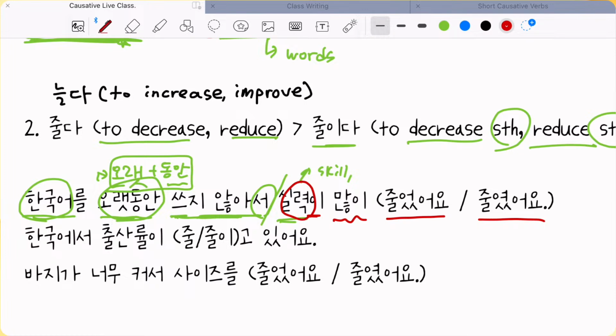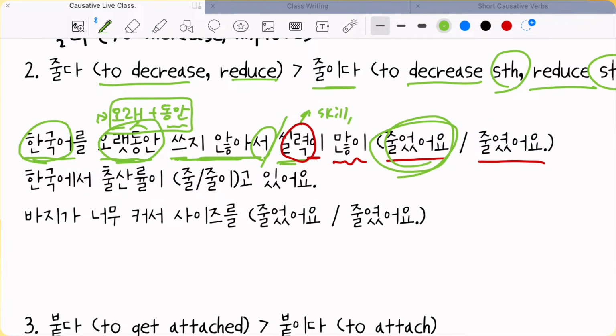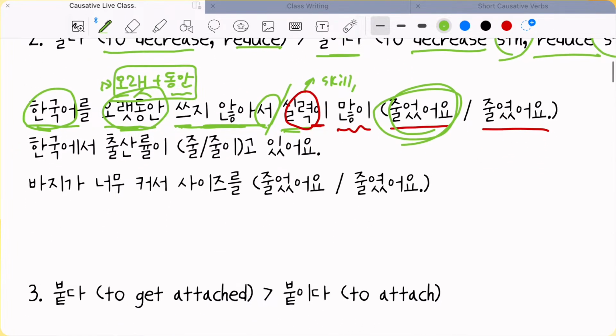Not like someone is decreasing something. It's not used in causative way. It's not used with a causative verb. It should be used with the intransitive verb. So 실력이 많이 줄었어요. My Korean proficiency has decreased, right? It got rusty. It's not as good as it used to be. It declined. 이런 뜻이고. And next one, guys.